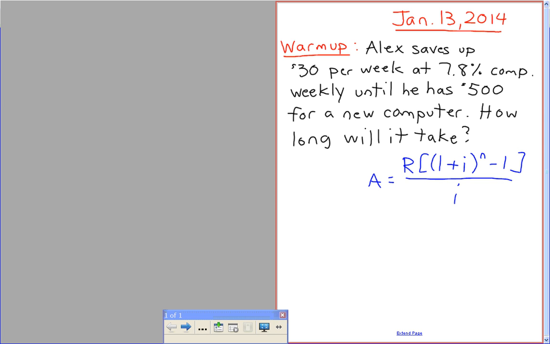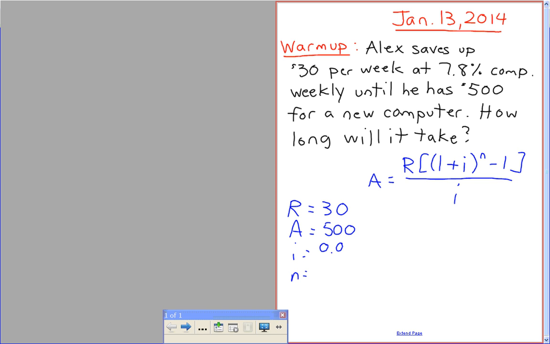Alex, this is your question. Can you give me one variable, please? R equals 30. Okay, that's his regular savings. Georgie, can I get another? A is $500. Noah, is there anything else we know about this one?